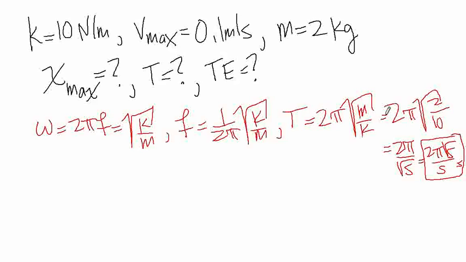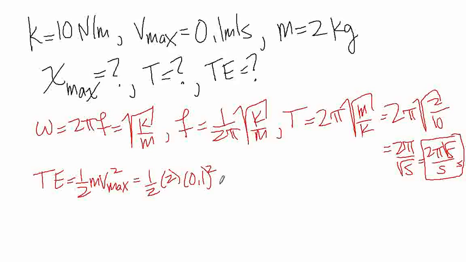All right, and let's do the total energy next. So we're going to use this formula to do it. 1/2 m v max squared. All right, we could use 1/2 k x max squared, but we don't know what x max is. Furthermore, how do we know we're not going to make a mistake? All right, so it's safer to just use what's given. So 1/2 times 2 times 0.1 squared, that's equal to 10 to the minus 2, or 0.01 joules. All right.